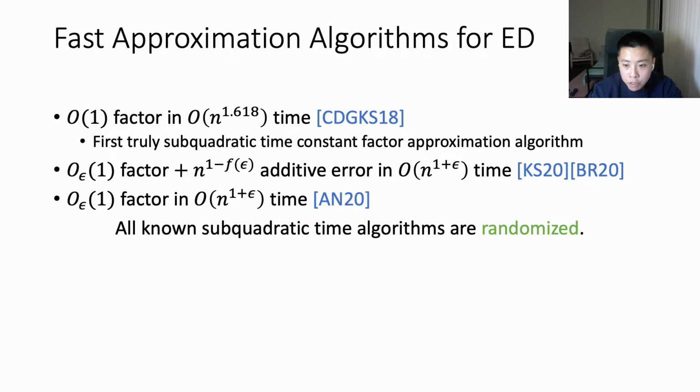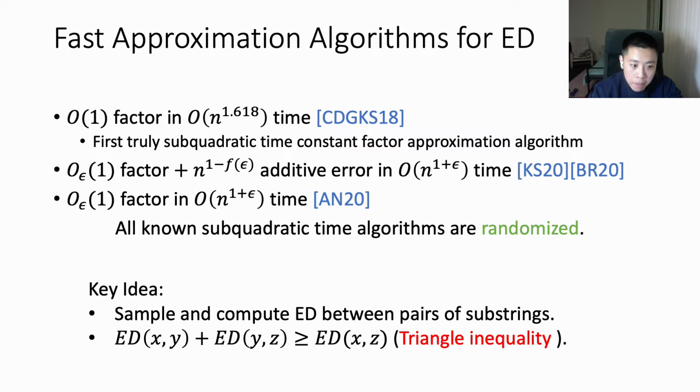A recent line of research has achieved breakthroughs in constructing fast approximation algorithms for edit distance. The most recent result gives an algorithm that can output a constant approximation of edit distance in big O of n to the 1 plus epsilon time. The key idea is to sample and compute edit distance between pairs of substrings, and the use of triangle inequality. We know that all these algorithms are randomized.